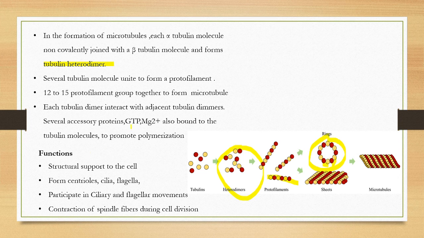Several accessory proteins, GTP and Mg2+ are also bound to the tubulin molecule to promote the polymerization. All these factors are also necessary for it to exist in such a structure. And what are their functions? They support the cells. They form the centriole, cilia, and flagella. They participate in ciliary and flagellar movements. Contraction of spindle fibers during cell division. During cell division, the reason chromosomes move to two sides is the contraction of spindle fibers.